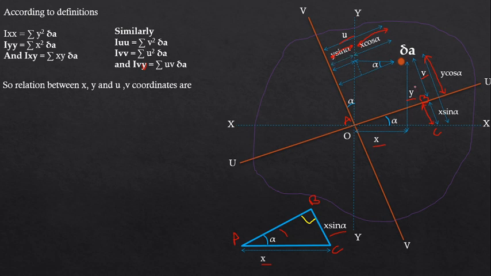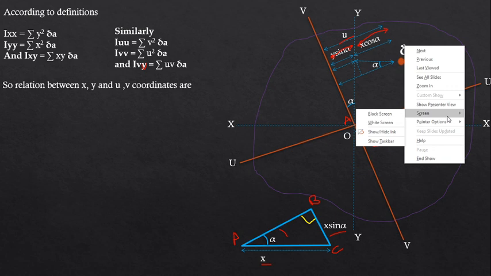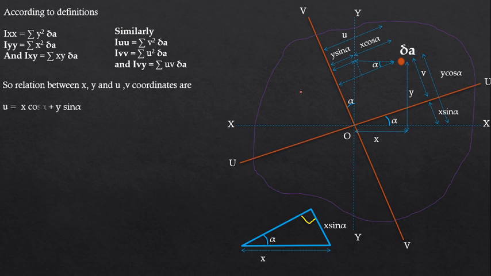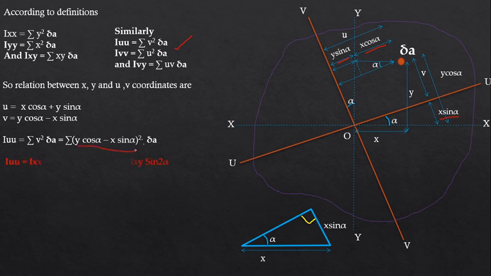So if we find the value of u, this will be y sin alpha plus x cos alpha, and for v, y cos alpha minus x sin alpha. Now if we find the values of IUU and IVV, we put the value in IUU equal to the summation of v square dot del A. So put the value of v in this and we get this equation.